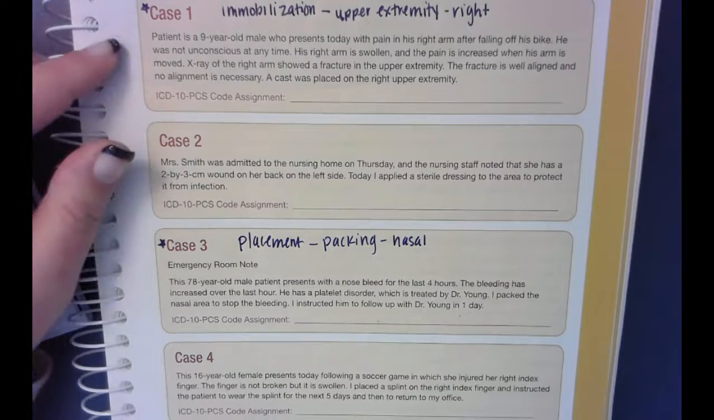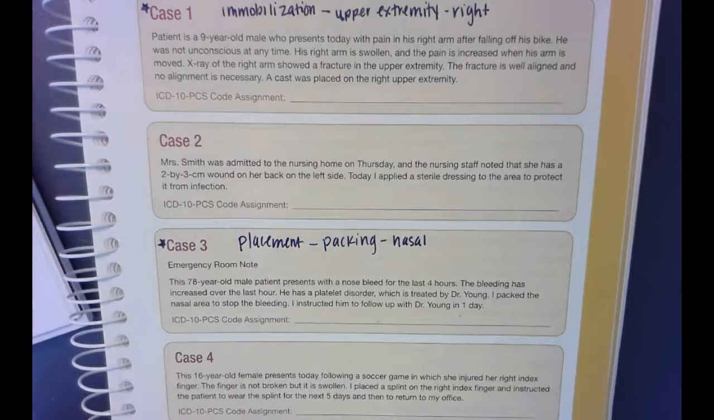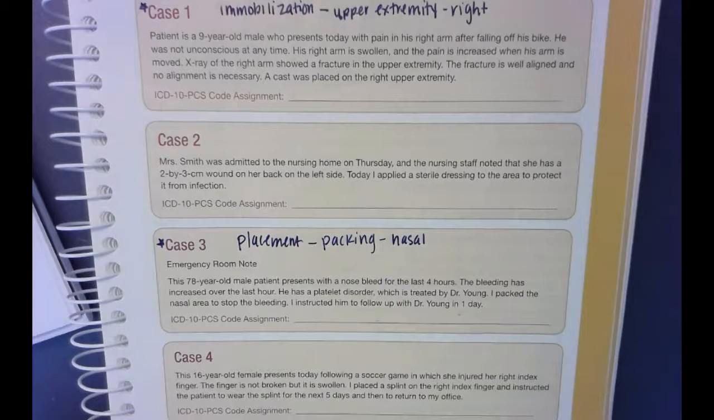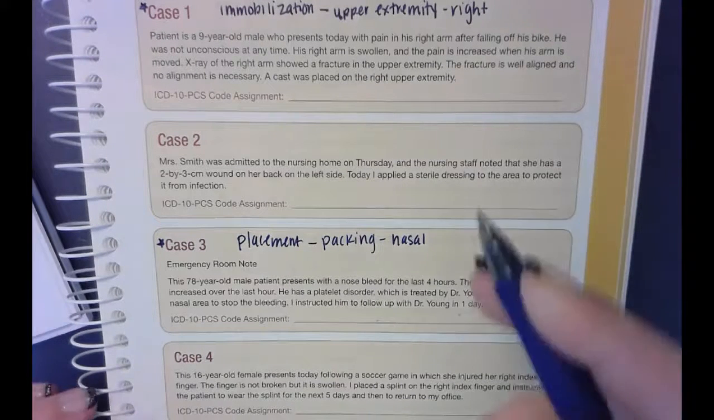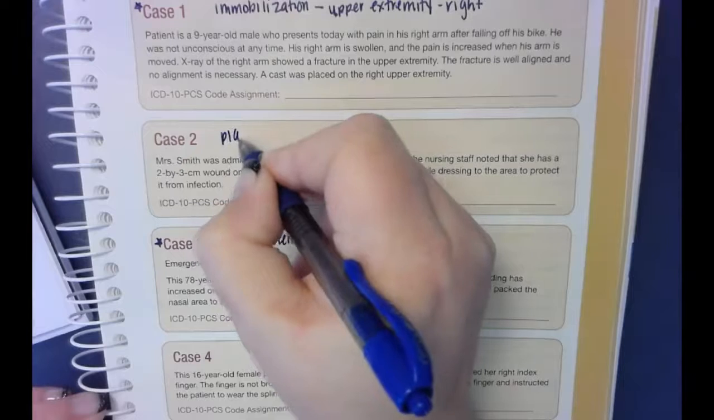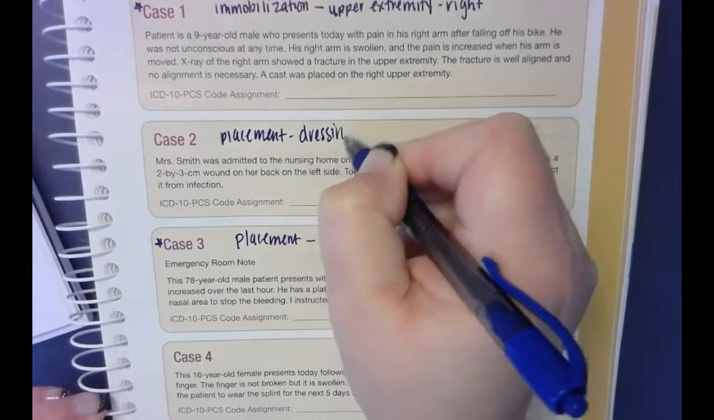So with these case studies, I only assign you the odd ones, but if you wanted to look at case 2 and 4, let's look at case 2. Miss Smith was admitted to the nursing home on Thursday, and the nursing staff noted that she has a 2 by 3 centimeter wound on her back on the left side. Oh, hope it's not a decubitus ulcer. Today I applied a sterile dressing to the area to protect it from infection. So then you would do placement and then dressing and then back for number 2, if you just want to do these extra couple to get some practice.